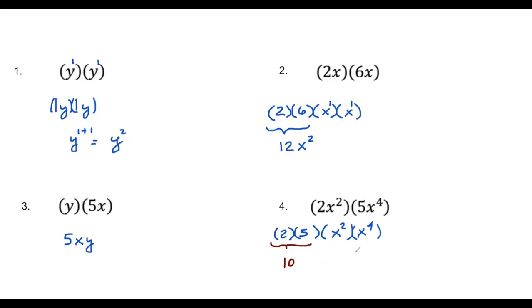And then when we multiply x times x, we are going to add those two exponents. So we could say that that's going to be x to the 2 plus 4. Don't make the mistake of multiplying those exponents. That's the most common mistake that you would make. That might seem like the right thing to do because we're multiplying, but we have to add them to get the correct answer. So 10 times x to the 6th would be the correct answer for that question.